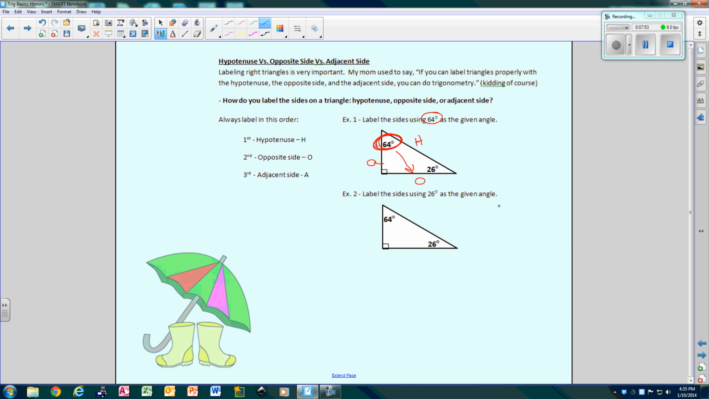Okay, so this is just practicing labeling. What about if I'm referencing angle 26? This is still my hypotenuse, but now this side is opposite and this side is adjacent. Okay, so it all depends on what angle you're talking about. So just like labeling with your special right triangles, you have to label with trig also.